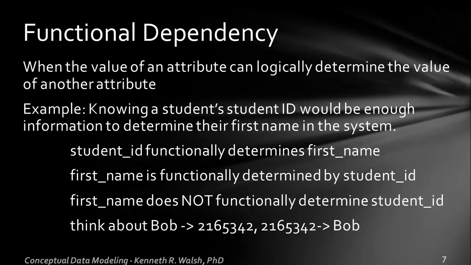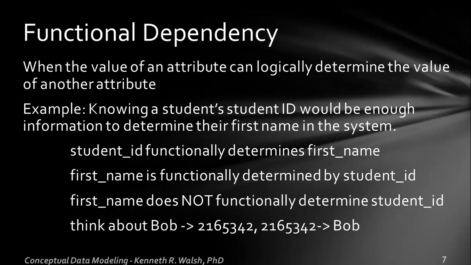Functional dependency. It's a big word, but a fairly simple concept, and it just means what information determines other information in the relation. So, for example, if I know your employee ID, then I can definitely determine from the system your first name. However, if I know your first name, I cannot determine your employee ID because there could possibly be multiple employees with the same first name.